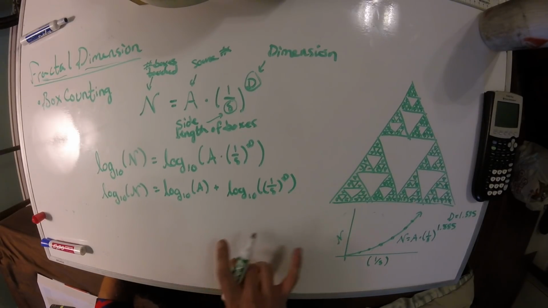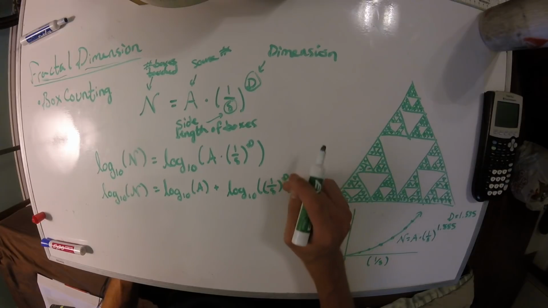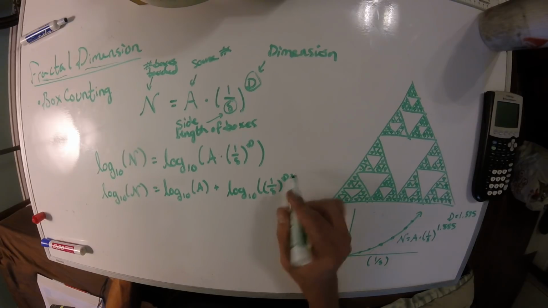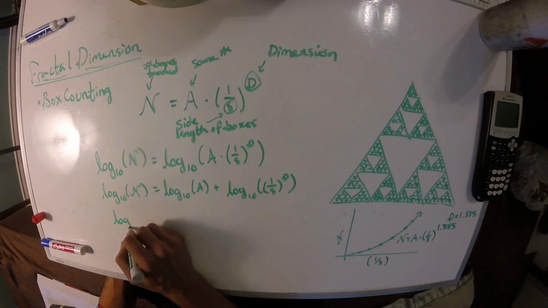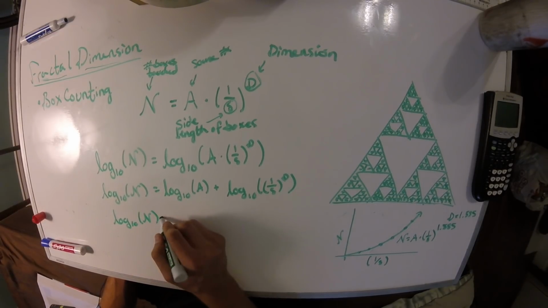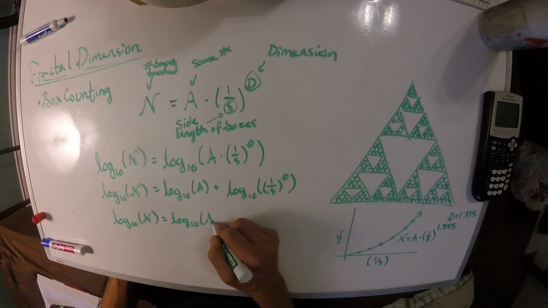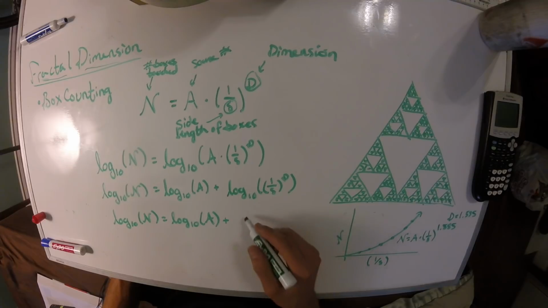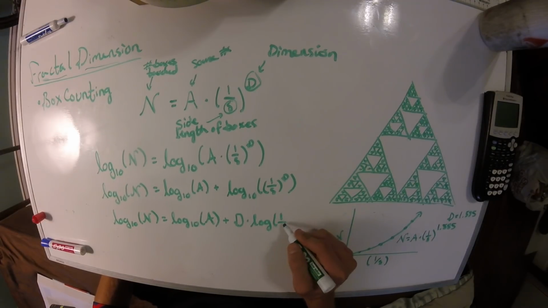And now lastly, log rules also tell us that if we have log of something that's raised to a power inside the log, that's the same as this power coming down and multiplying the whole thing, and the power inside the log turning into a 1. So log 10 of n is then equal to log 10 of a, again that's just some number that's not changing, plus d times log of 1 over s.